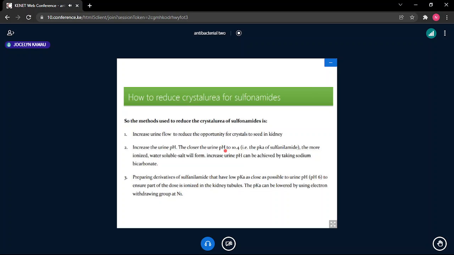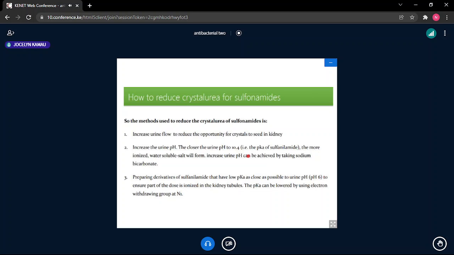And when the pH equals the pKa, from Henderson, I believe you did do chemistry again, we call it the Henderson-Hasselbalch equation. From that equation, you will see that when the pH equals the pKa, then whatever compound you have will be 50% ionized, and 50% ionized is good enough. And if it is 50% ionized, the drug will not bring about crystalluria.